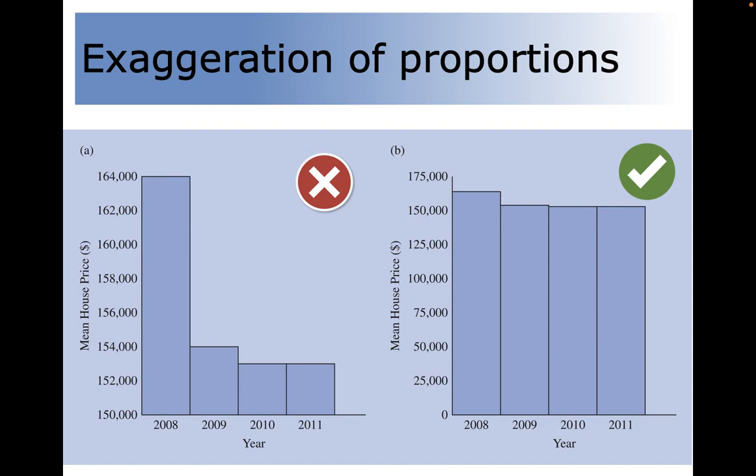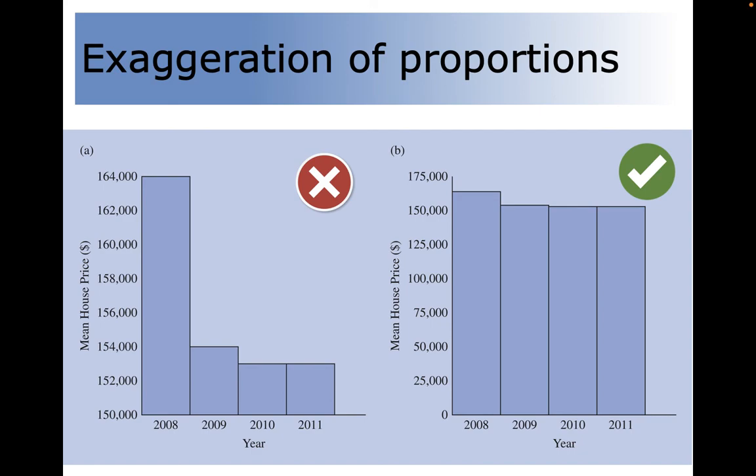Okay, moving on to the next issue would be exaggeration of proportions. So here's one example. The height of a histogram usually begins at 0 or the lowest value of the scale and then continues to the highest value. On the left, we see a histogram that does not follow this rule. It shows the average housing price in a particular region over a 4-year period from 2008 to 2011. By starting the vertical axis at 150,000 instead of 0, the graph appears to exaggerate the changes in housing price over time.